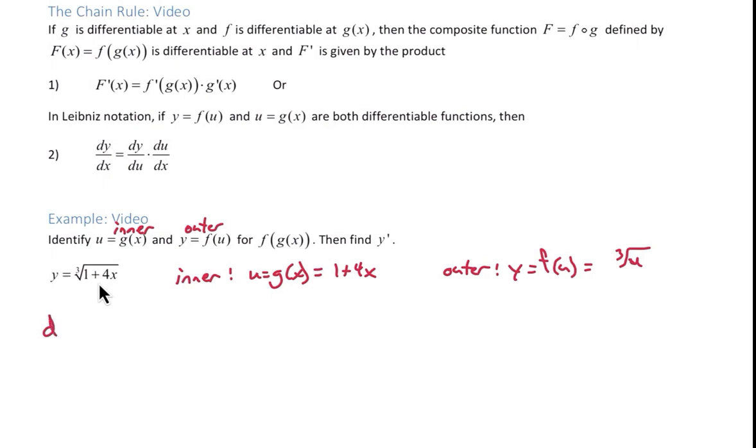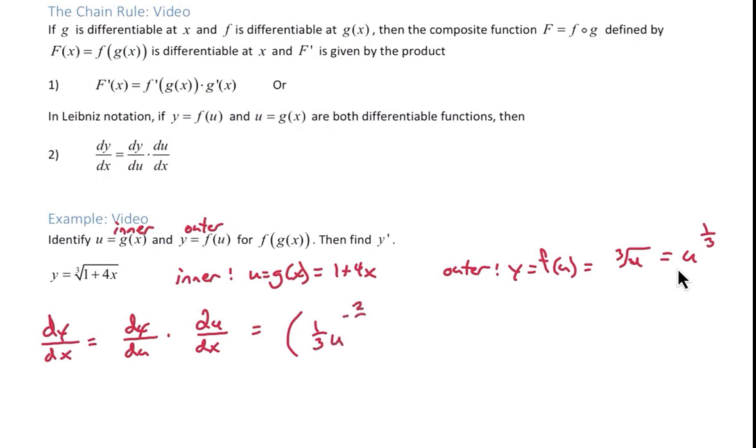So using Leibniz notation, again, dy dx equals dy du times du dx. We want to start with dy du, the derivative of y with respect to u. Notice that this is really the cubed root of u. We can rewrite that as u to the 1/3. Taking the derivative of this with respect to u will give us 1/3 u to the negative 2/3.